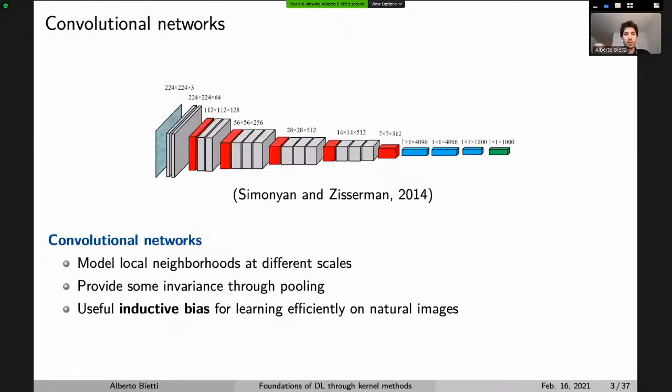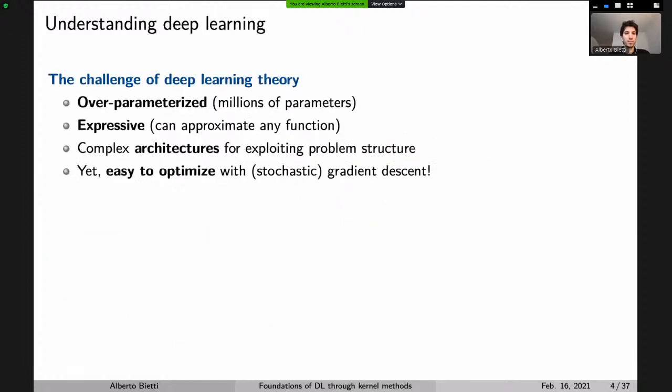Okay, and lately, models have been growing. This is already very old. This is a VGG model, but basically the number of layers has kept increasing through the years. And now for the challenge of understanding how these models work.